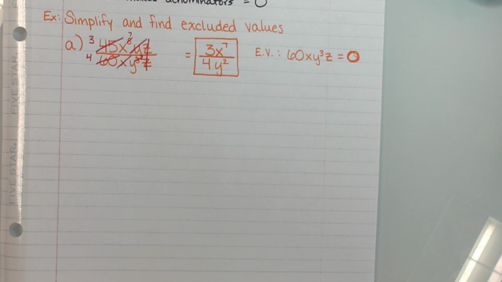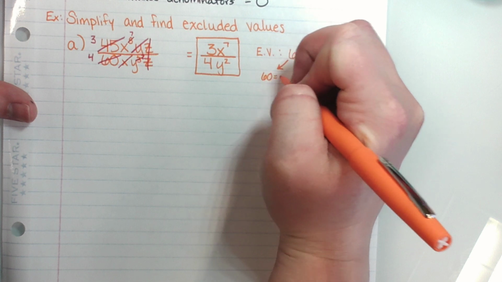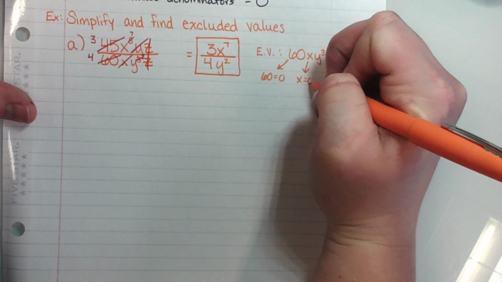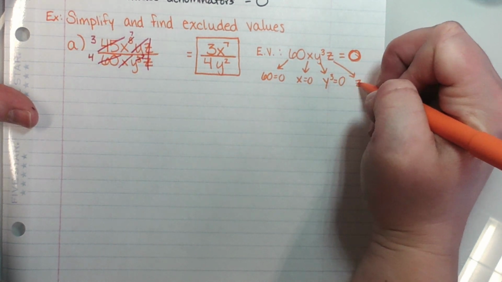How do we solve that? Would you agree that it's just a bunch of stuff getting multiplied together equal to 0? It's 60 times x times y cubed times z. What's the only way you multiply a bunch of stuff together and get 0? You multiply by 0, which means split it, just like you do when it's factored. If all of it's multiplied, you can split and set equal to 0. 60 is 0, x is 0, y cubed is 0, and z is 0, and you solve each of them.